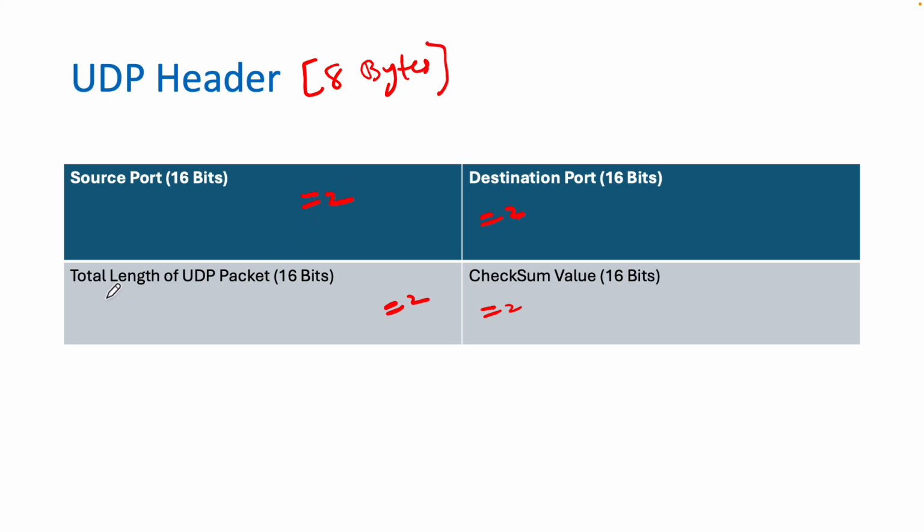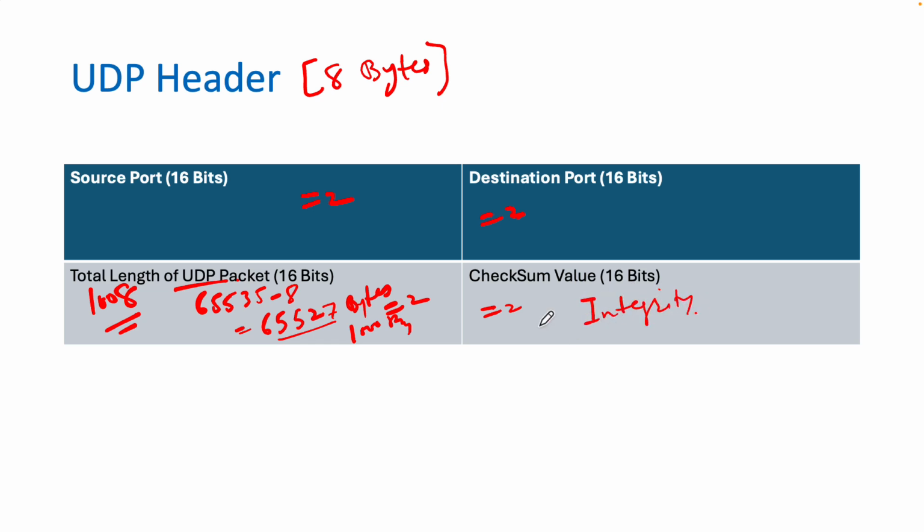So people are generally confused with this. It doesn't specify the UDP header size, it specifies the UDP datagram size, total size. So maximum value can be 65,535, out of which 8 bytes are reserved for UDP header. So the size of the data field can be this one. That's what it meant. So if the size of the data field is let's say 1000 bytes, then the value written here will be 1008. So this is the real significance of this field. Checksum value you understood, just to ensure that the data integrity is there. But again, it doesn't do any error recovery.